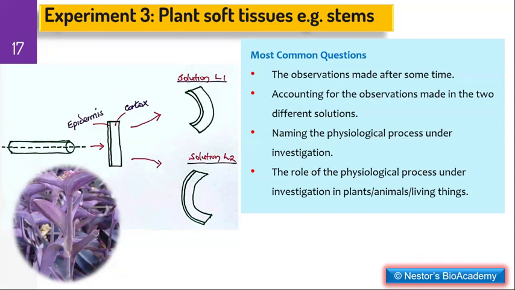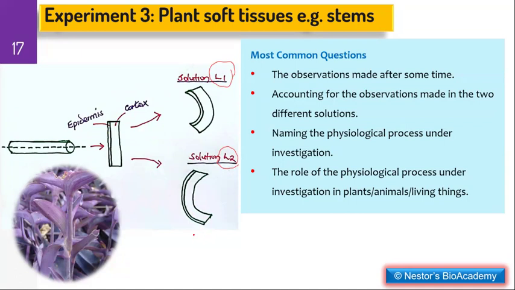So let's assume we were told to place these two cut halves in two solutions, solution L1 and solution L2. And then from the drawing, this is the epidermis and the inner side is the cortex. Then if you're to make your observations after like 20 minutes, these are the observations you see. How will you describe your observation? What will you say has happened here for L1? And what will you say has happened for L2?